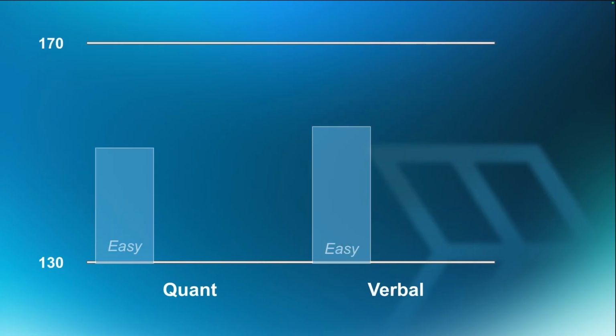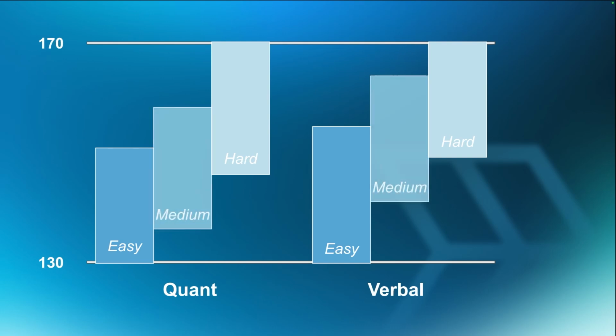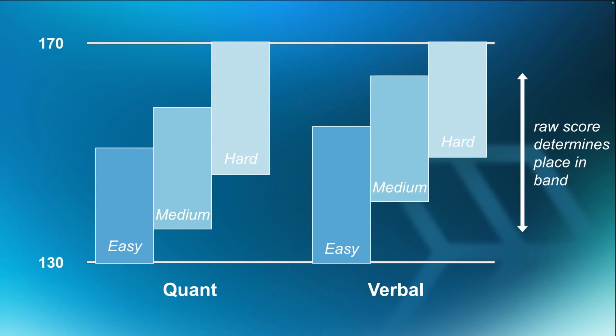An easy second section guarantees a measure score on the low end of the scale between 130 and the low 150s. A hard second section guarantees a measure score on the high end of the scale between the high 140s and 170, and a medium second section guarantees a measure score in the middle of the scale, between the high 130s and high 150s for quant, or between the low 140s and low 160s for verbal. Your raw score across the 2 sections, or how many questions you get wrong in the measure overall, determines where in each score band you fall.